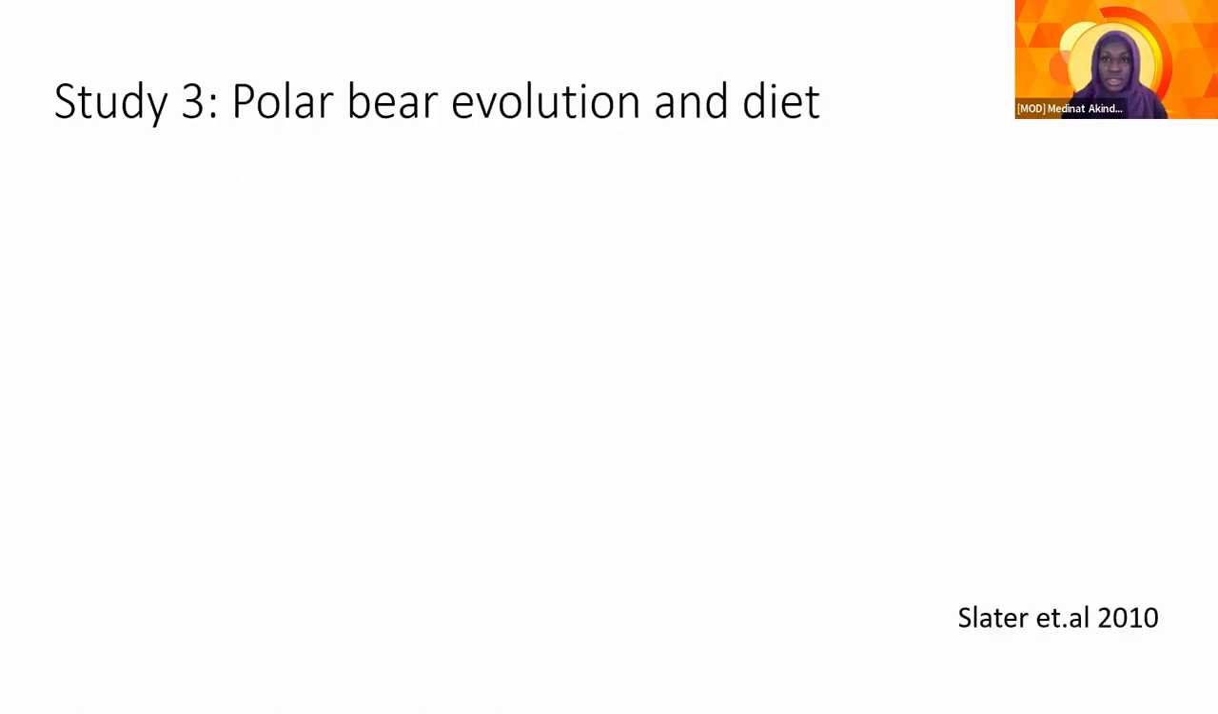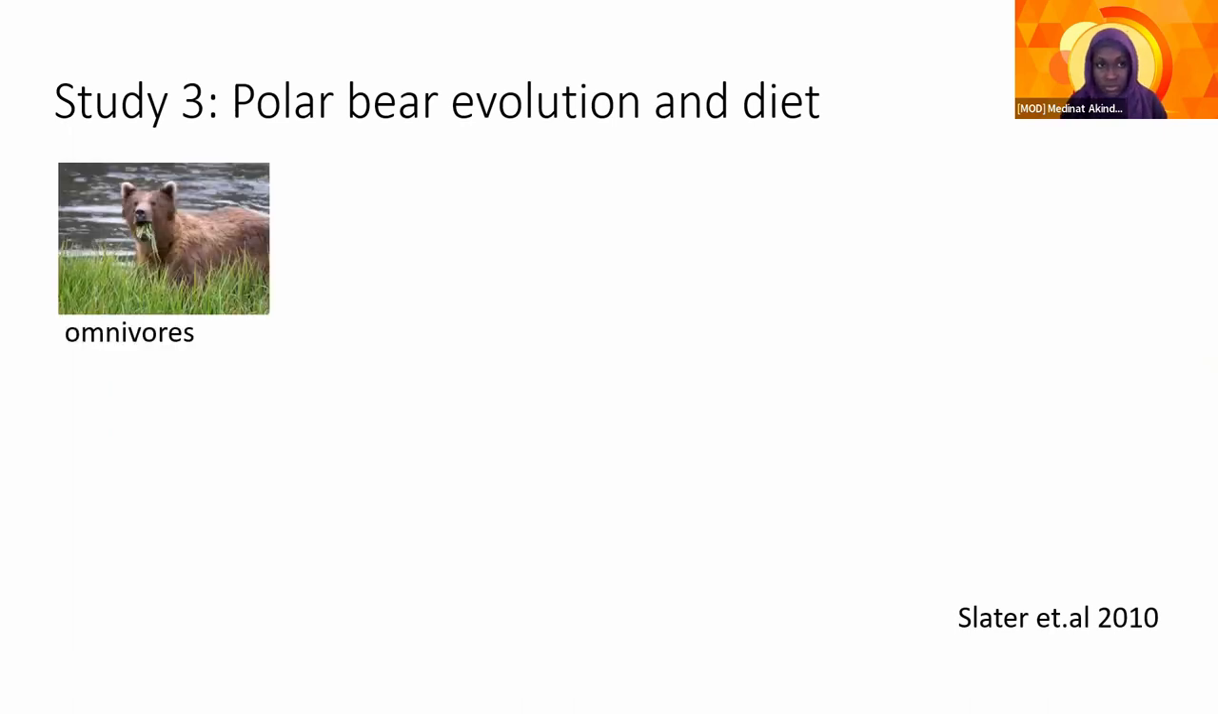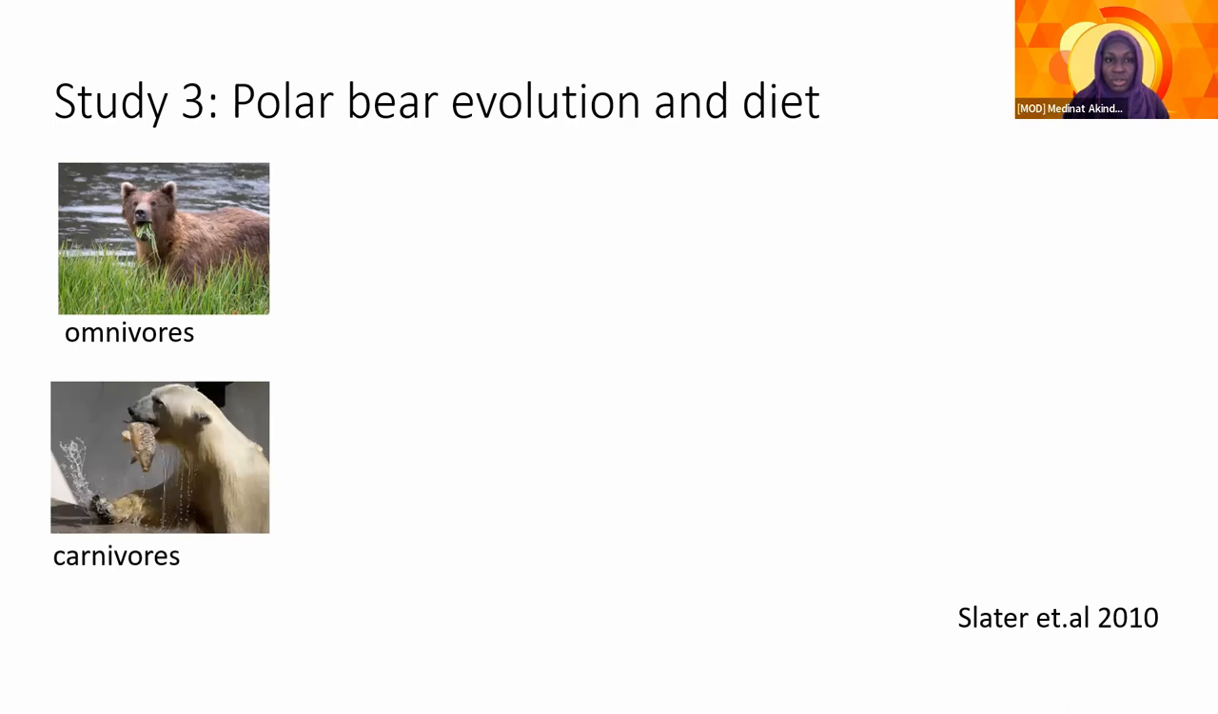So in this last study, they're comparing polar bears to brown bears, because polar bears have evolved from brown bears, and looking at their diets and their skulls. Now, brown bears are omnivores, so that means they eat meat and plants. And polar bears are carnivores. They mainly eat fleshy meats.